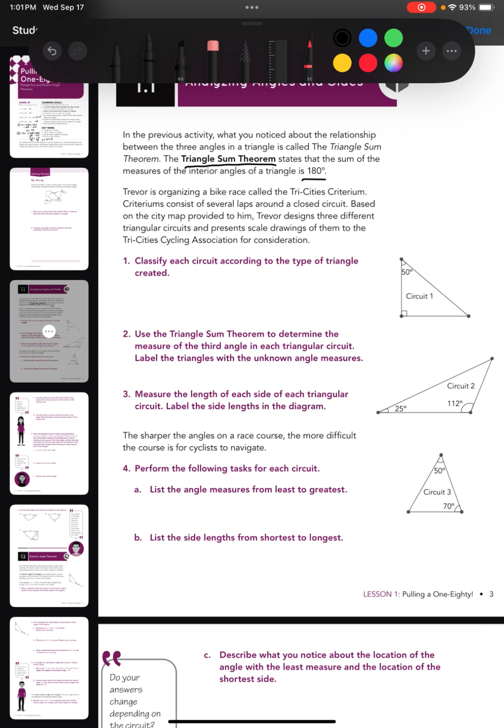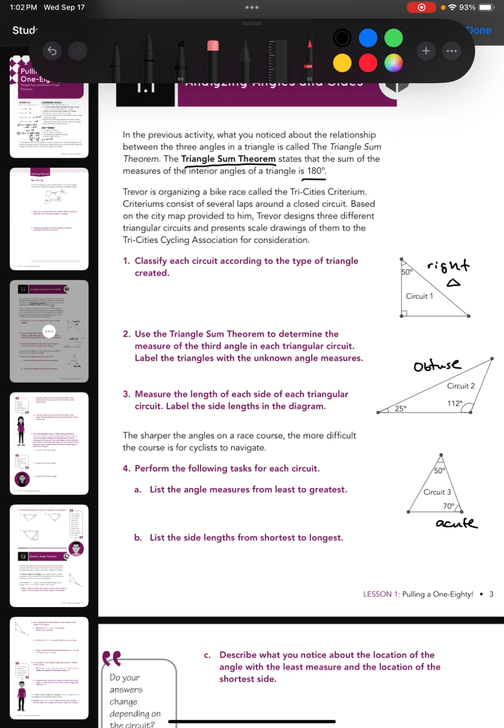Well, looking at the first one there, circuit 1, we got a right angle listed there. So that is a right triangle. Second one, we got an angle that has a measure of 112 and an angle of 120, but we don't know that third angle. But that first angle I mentioned is 112, larger than 90, so that is an obtuse triangle. And then the third one, all 3 angles are under 90. This is acute.